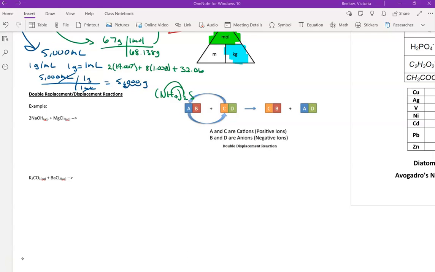And in chapter 13, we'll talk about how we figure out if a precipitate is going to occur, if a reaction occurs, or if it doesn't occur. And we're going to be doing that by using this type of equation, reaction, and a solubility chart. But first, let's review these types of reactions. Again, for now, let's just assume that these are going to happen.